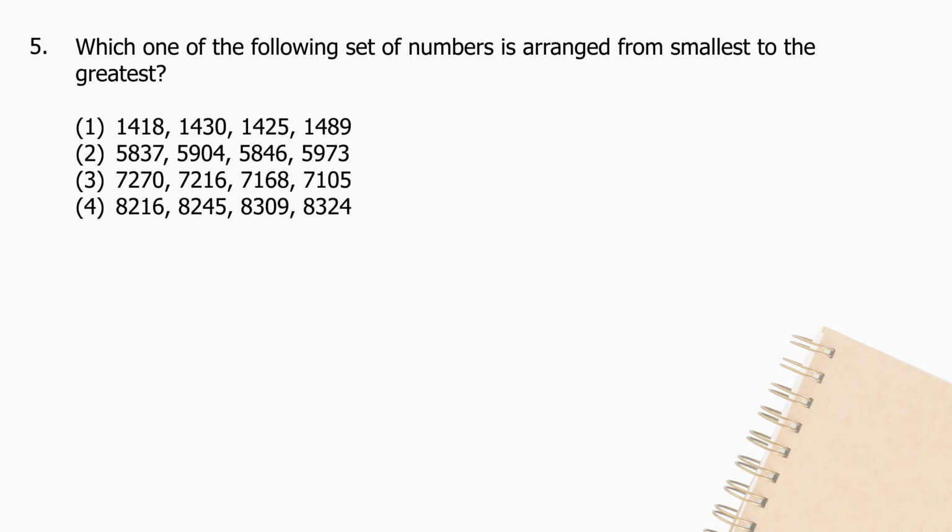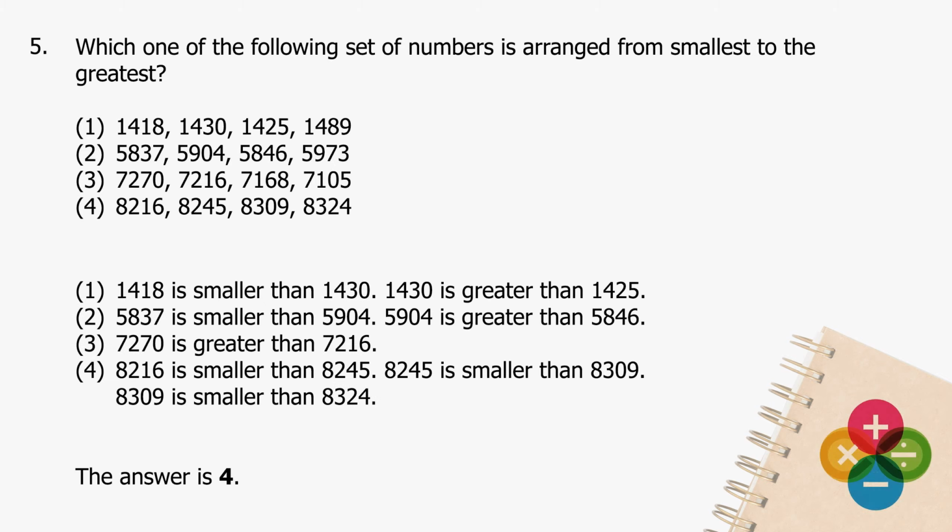Question 5. Which one of the following set of numbers is arranged from smallest to the greatest? One. 1418 is smaller than 1430. 1430 is greater than 1425. 2. 5837 is smaller than 5904. 5904 is greater than 5846. 3.